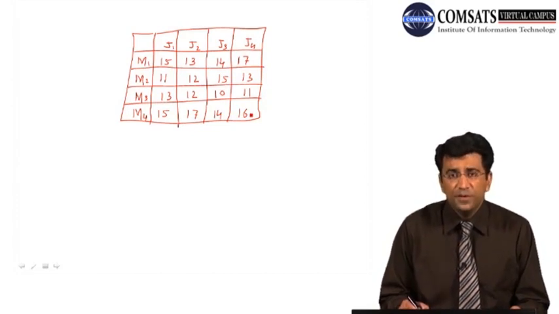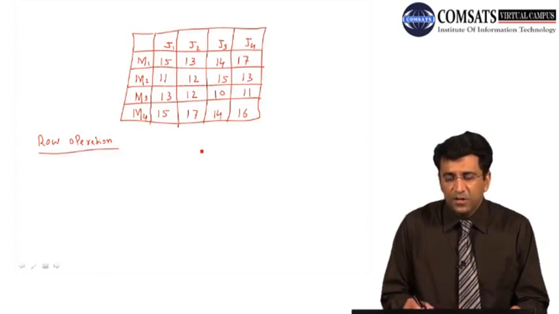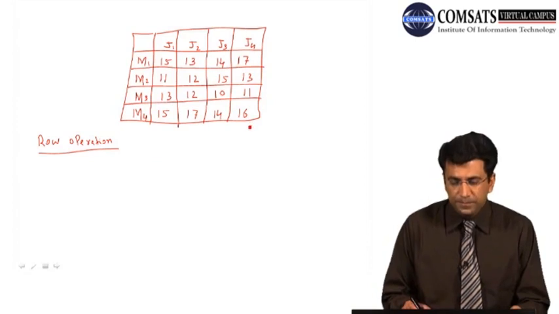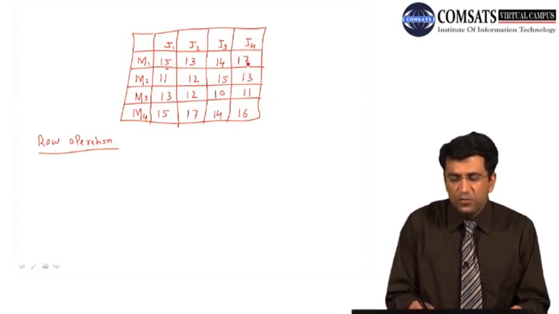Now class, if you remember the steps which we have to follow for solving this assignment problem, the first step is related to row operation. Row operation means we will have to find out the minimum value out of each row. So in this particular row, what is the minimum value? This is 13. 13 is the minimum value from this first row. So let me write this minimum value here, 13.